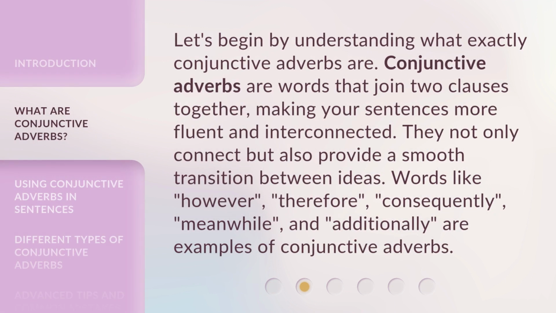Let's begin by understanding what exactly conjunctive adverbs are. Conjunctive adverbs are words that join two clauses together, making your sentences more fluent and interconnected. They not only connect, but also provide a smooth transition between ideas. Words like however, therefore, consequently, meanwhile, and additionally are examples of conjunctive adverbs.